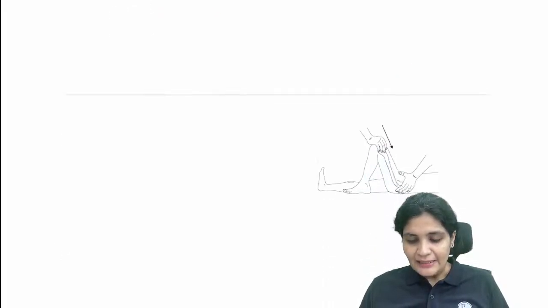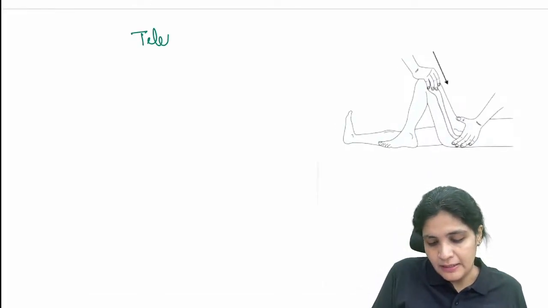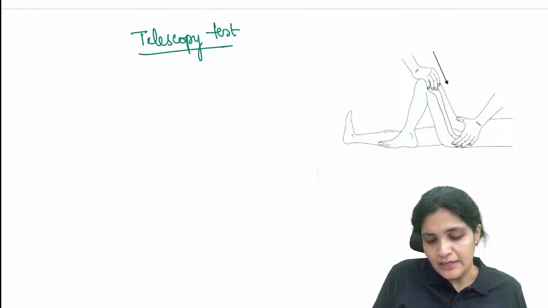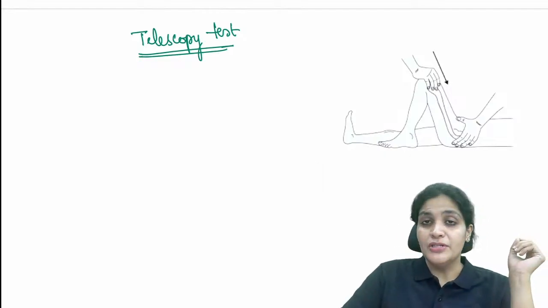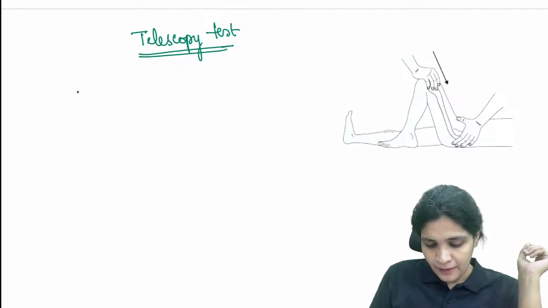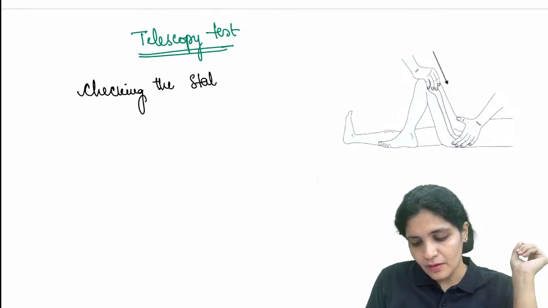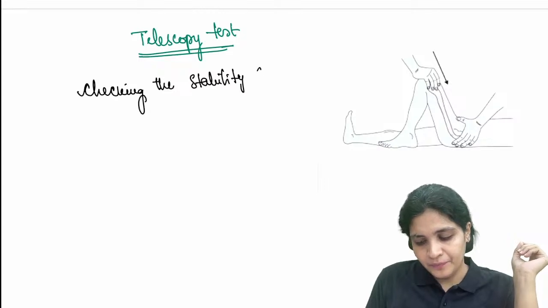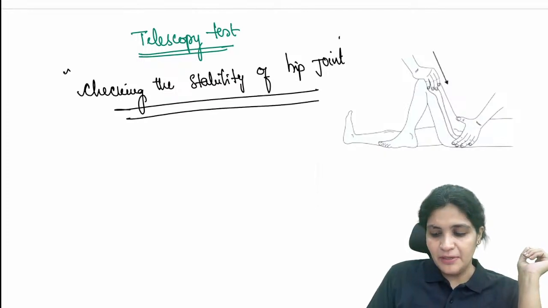That is it. And then one more important test is your telescopy test. So we are done with the Trendelenburg test. The second one is your telescopy test. Telescopy test is nothing but you're checking the stability of the hip joint, right? So this is the test of the stability. You're checking the stability of the hip joint.